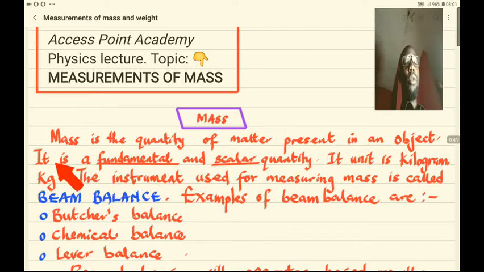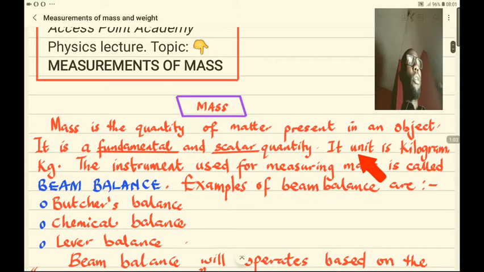So we are made to know that it is a fundamental and scalar quantity. Fundamental, it is among the 7 fundamental quantities that we have in physics, and at the same time it is a scalar quantity, which means it has magnitude but no direction to be specified. Its unit is kilogram, kg, and the instrument used for measuring the mass of a substance is called beam balance.